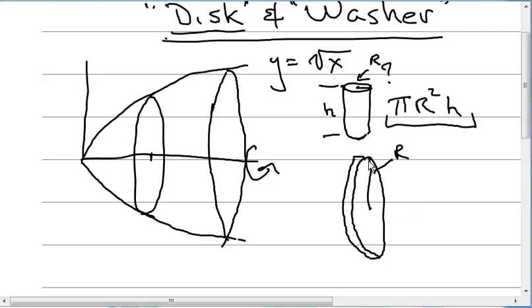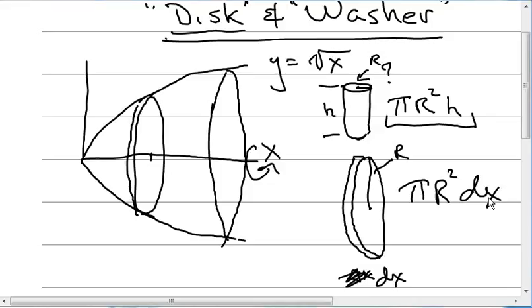The thickness now, because it's along the x-axis, is running parallel to the x-axis. This thickness right here, we're going to call that delta x or dx, either one. Okay, maybe best to call it dx. So what is the volume of this little disk, this washer? Well, it's just going to be pi r squared dx.